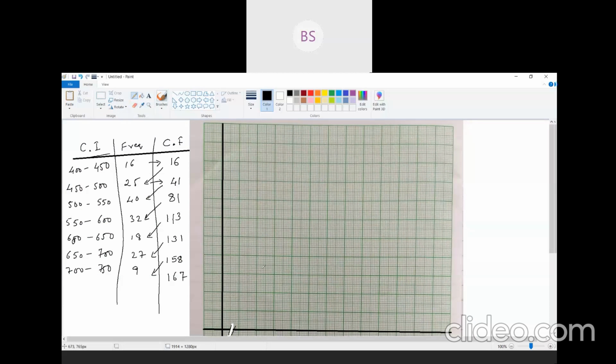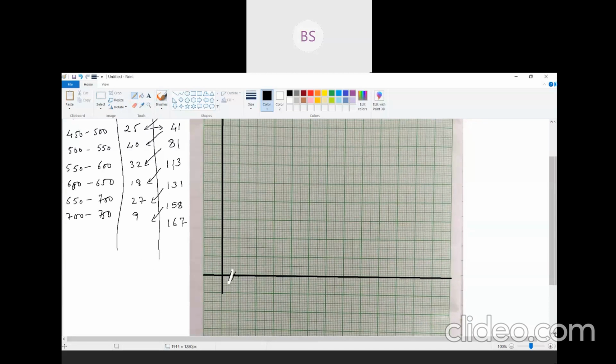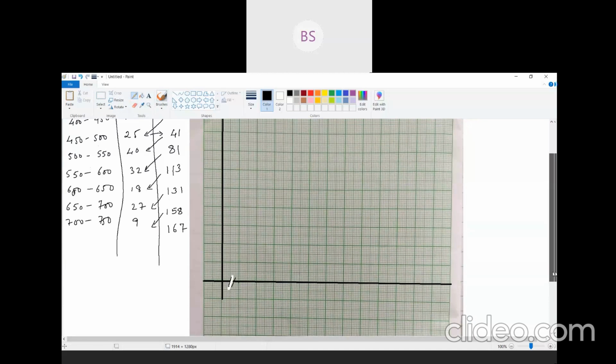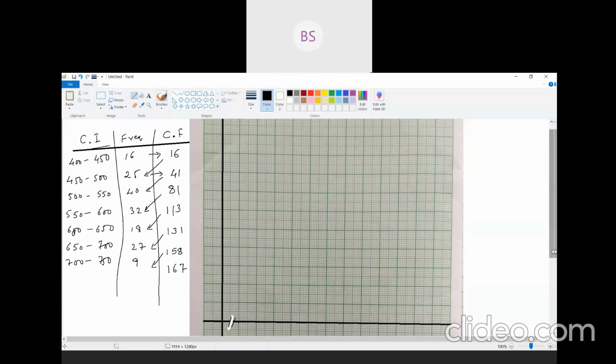Right? And then the values will be starting from 400. So 400, 450, 500, 550, and so on till 750. Okay, so these will be the values on the x-axis.